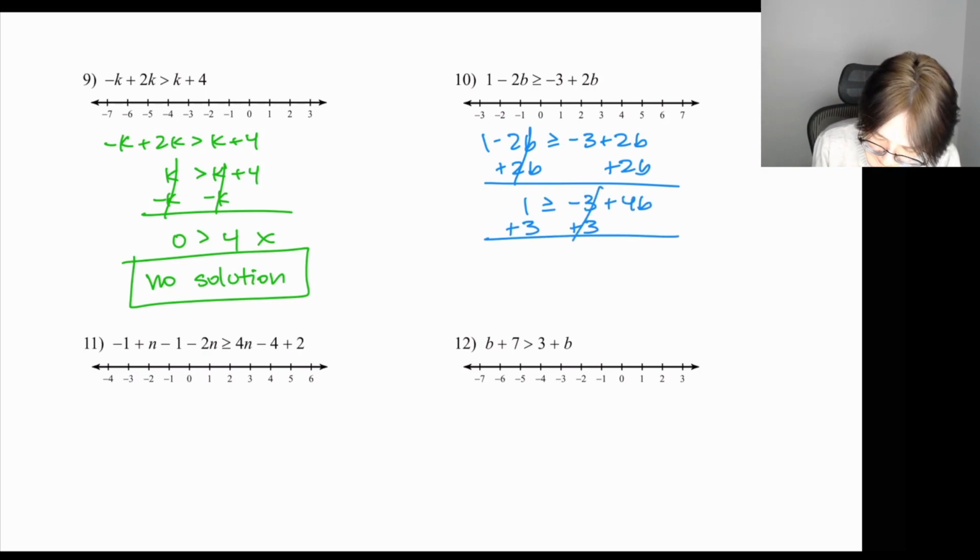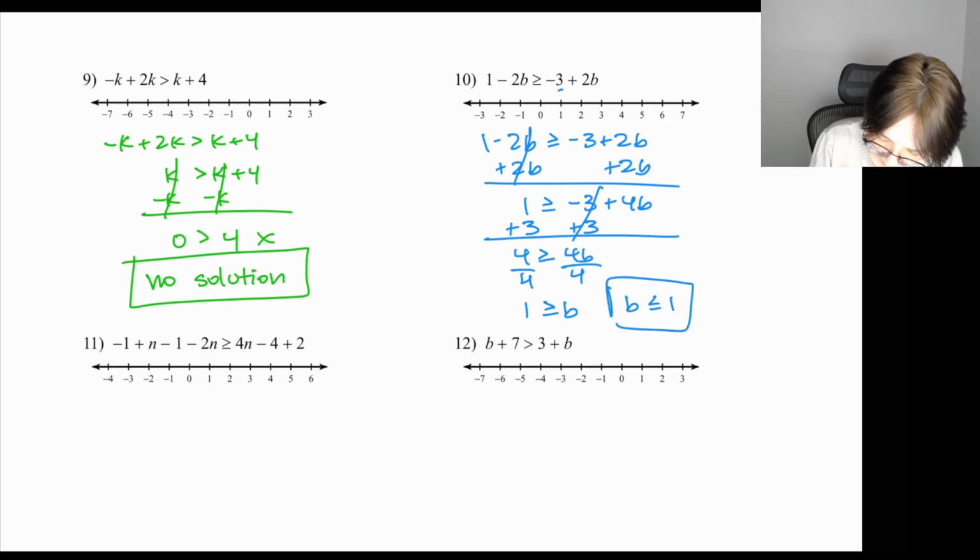Add 3 to both sides. 4 greater than or equal to 4b. Divide by 4. 1 is greater than or equal to b. Flip it around so that b is less than or equal to 1. Close circle at 1, less than 1.